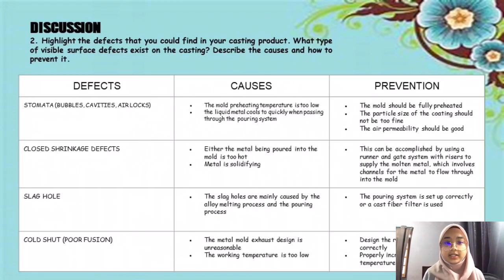As we can see, the last defect we could find in our product is cold shut with pouring fusion. This is because the metal mold exhaust design is unreasonable and the working temperature is too low. So to prevent the cause, design the runner and exhaust system correctly and properly increase the working temperature of the mold.